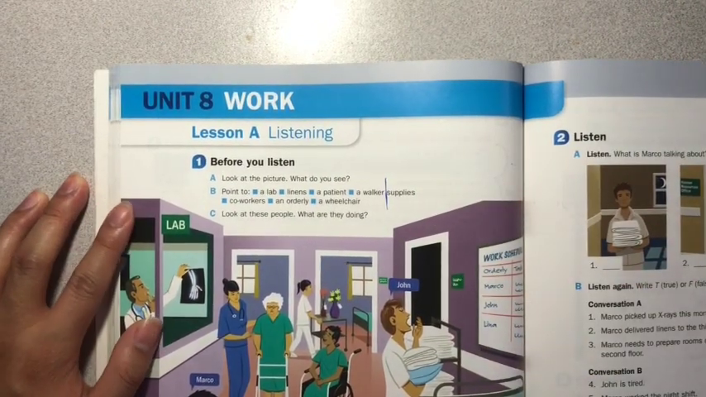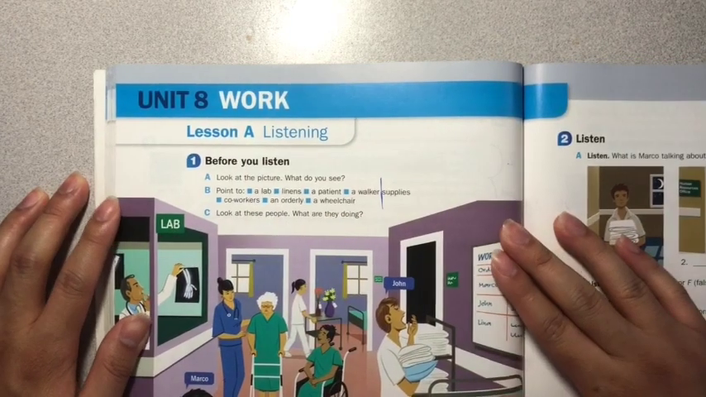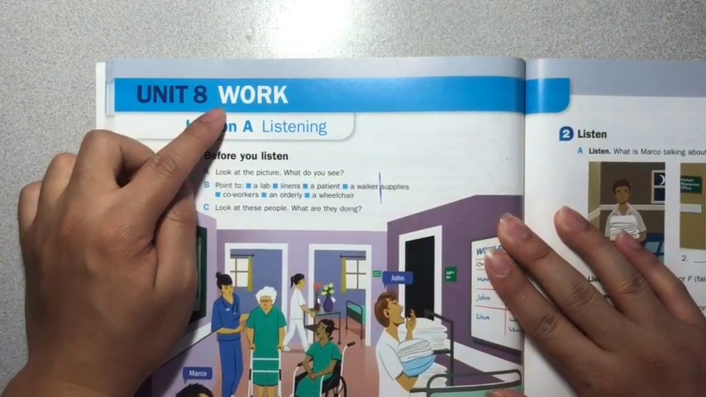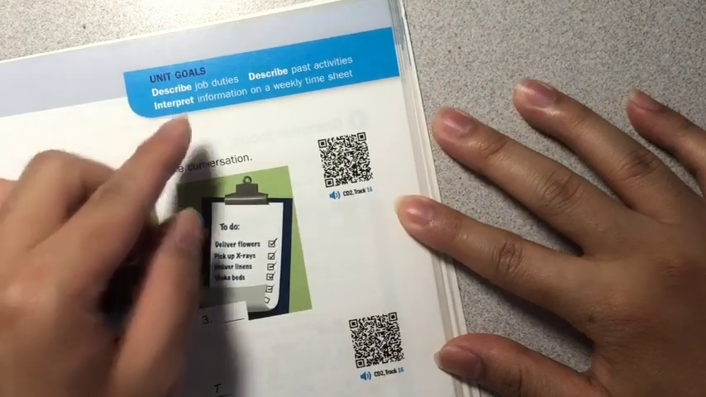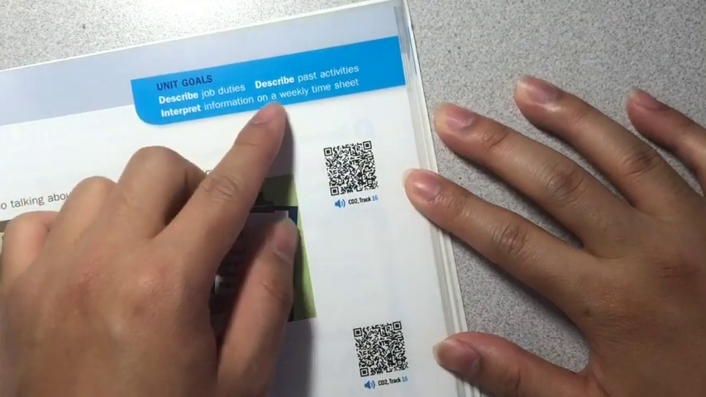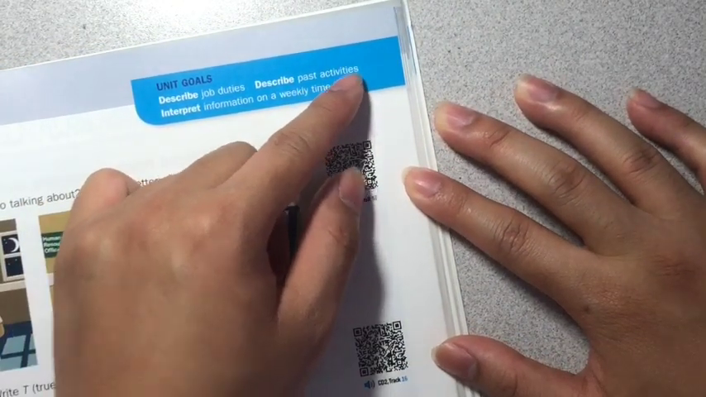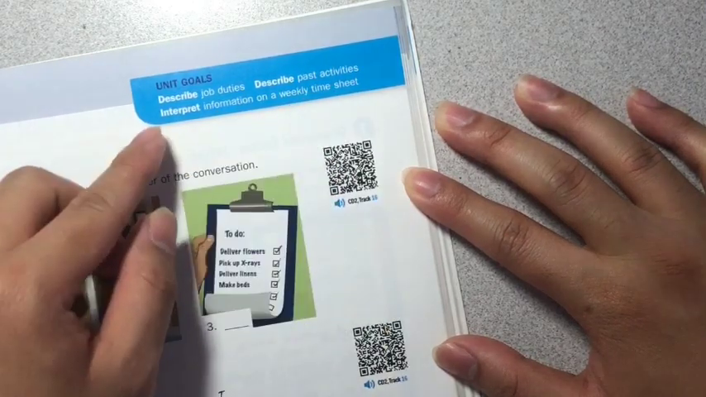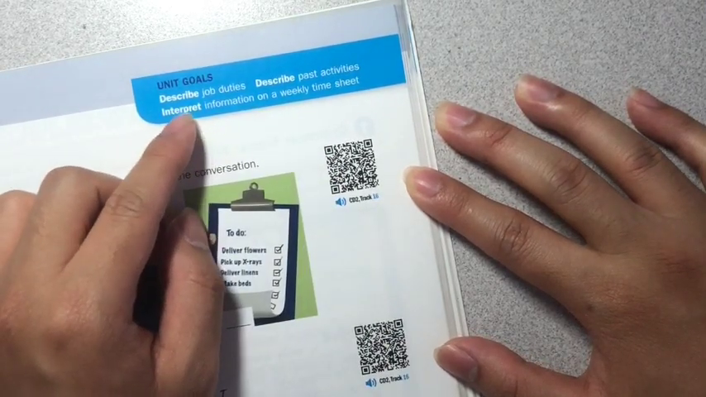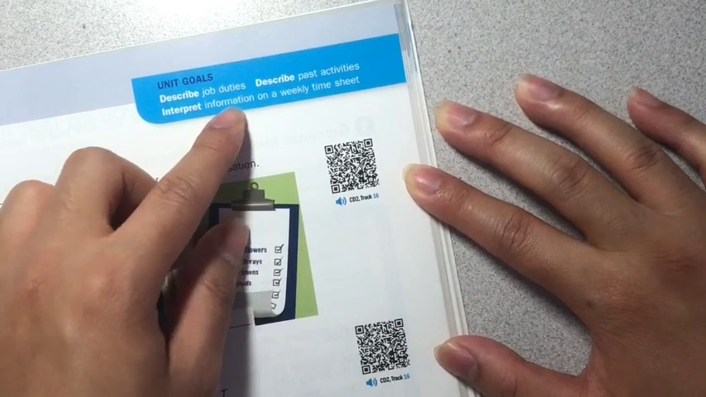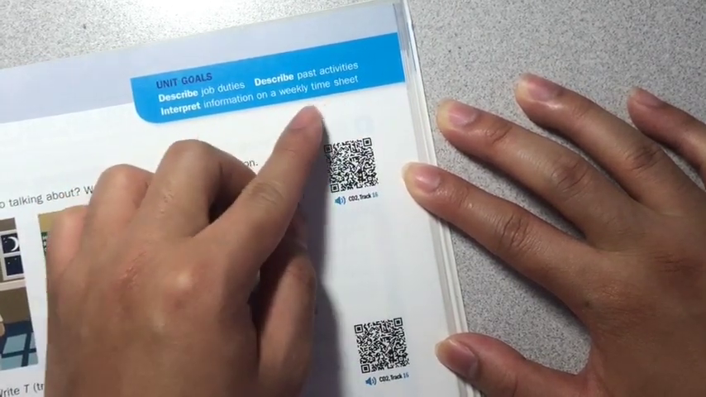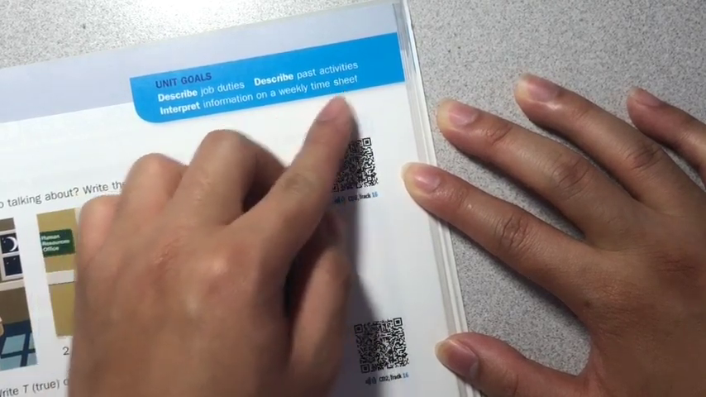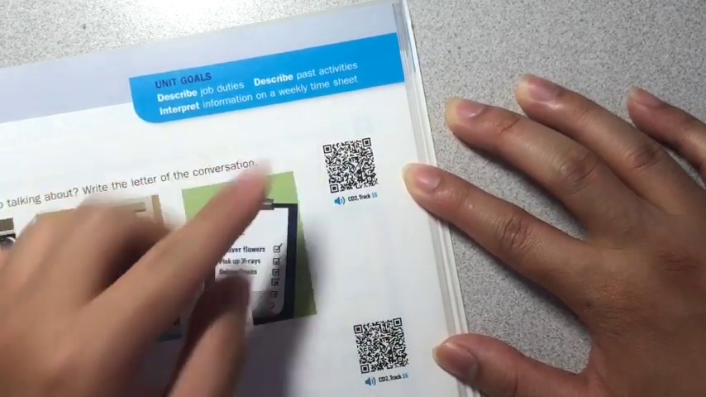So we have a little bit of time to start lesson A. So lesson A, we're going to be talking about work. In lesson A, this is what we want to do when we finish lesson A. We want to describe job duties, describe past activities, so things we did in the past, and we want to interpret or understand information on a weekly timesheet. A timesheet is a schedule. So a weekly timesheet is a schedule for the week.